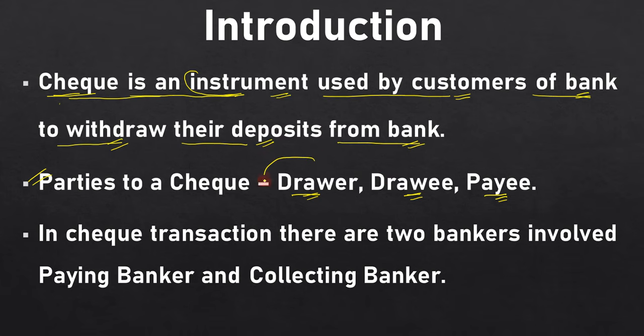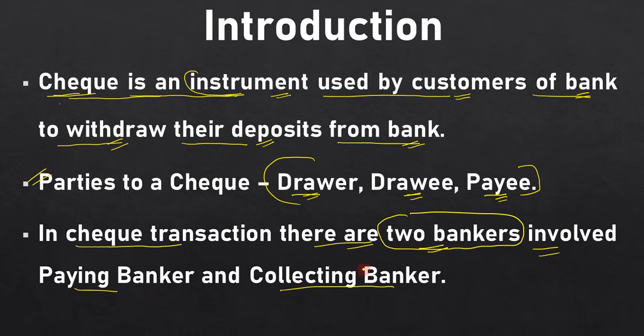Now along with these 3 parties which are involved in check transaction, there are 2 bankers involved, and they are paying banker and collecting banker. So total there are 5 parties involved in check transaction: drawer, drawee, payee, and 2 banks. First is paying banker and second is collecting banker.